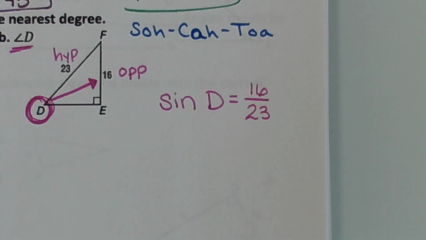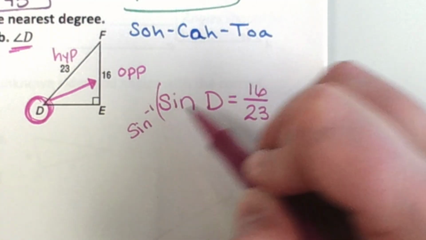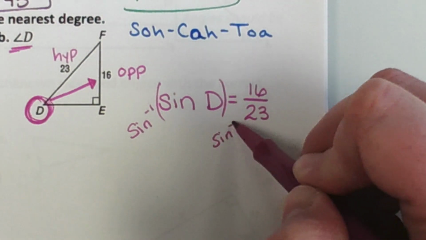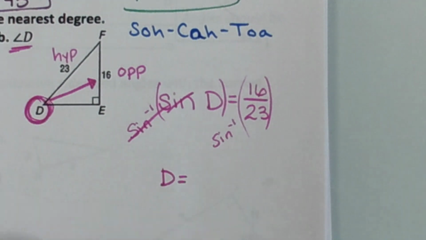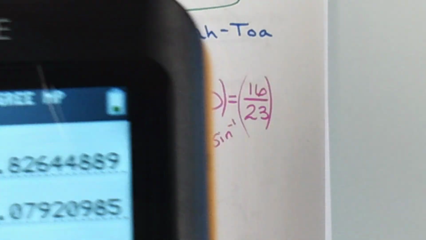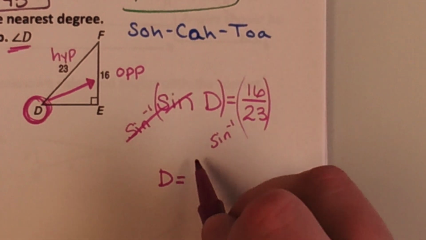I want to get D alone. Inverse sine, both sides. Technically, this side cancels out. D equals sine inverse of 16 23rds. I heard two different answers. Round to the nearest degree. That one, by the way. 44. Try out C on your own.